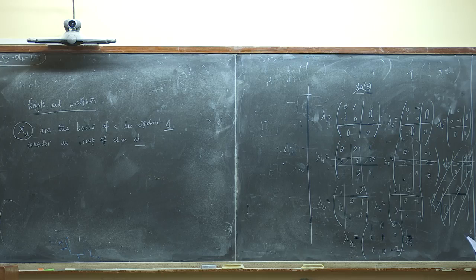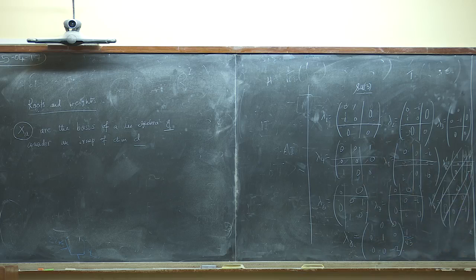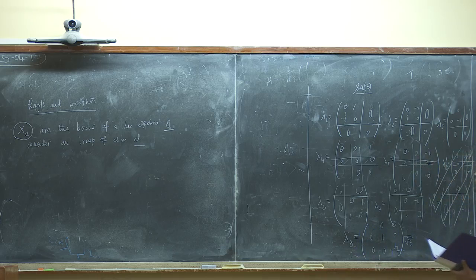Clearly, everybody agrees that these are all linearly independent, right? So this could be a basis, and this is a basis called the Gell-Mann basis. These are called the Gell-Mann generators of SU(3). And now let us try to figure out how many of these can be mutually commuting.